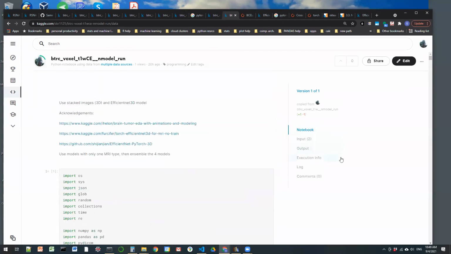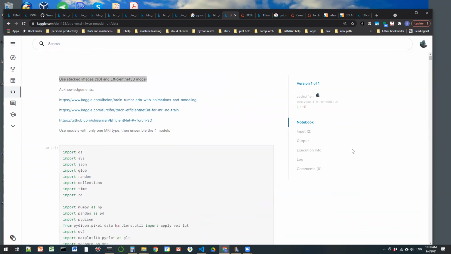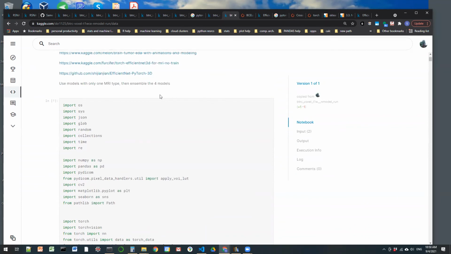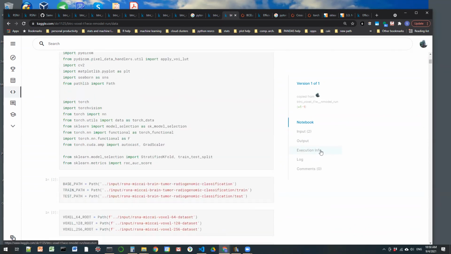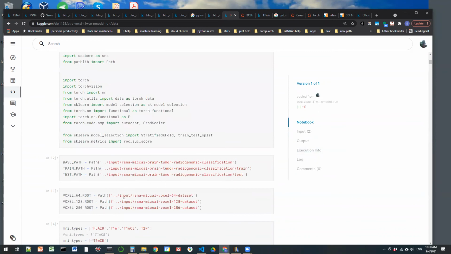So that's a guy who generated it, and I should change this. I'm no longer using this efficient 3D model. I forgot to change that comment. At least right now I'm not ensembling, although I would like to ensemble the 4 models. So you see these are the 3 kind of.